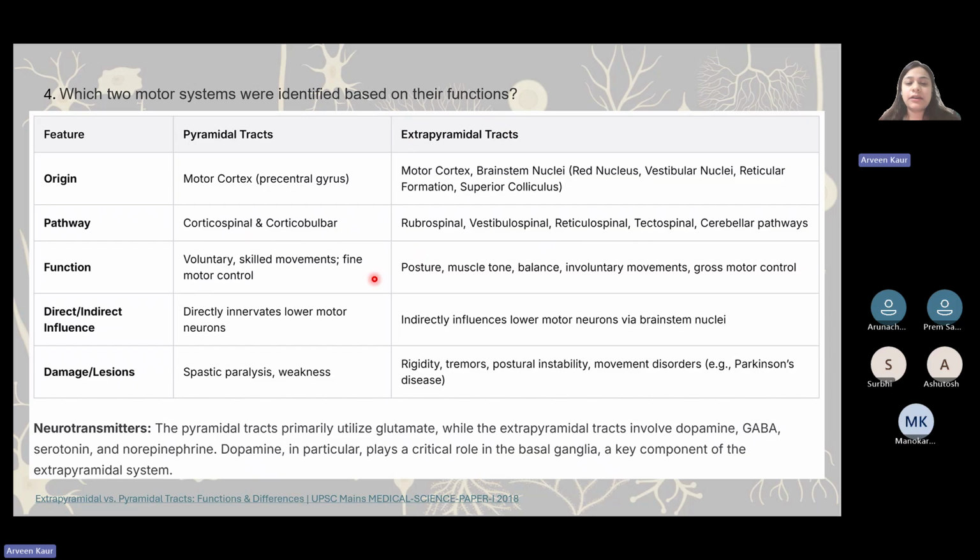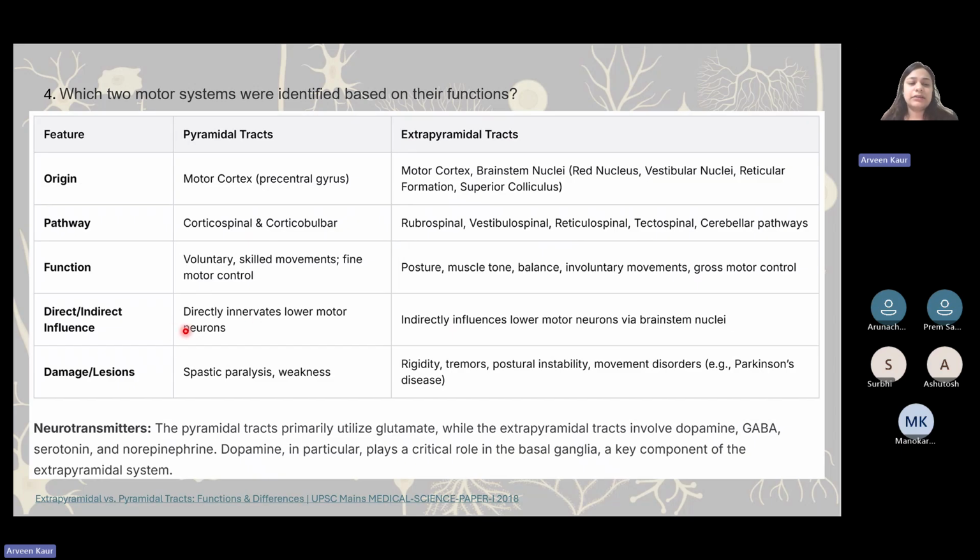Then for the extrapyramidal tract, the function is posture, muscle tone, balance, involuntary movements, and gross motor control, right? All these are things that I am not constantly thinking about. Even respiration, for instance, even the heartbeat, whatever little bit is managed by the brain itself. All these things that I'm not thinking about happen involuntarily. They are basically through this extrapyramidal tract, through the cerebellum or the brainstem.